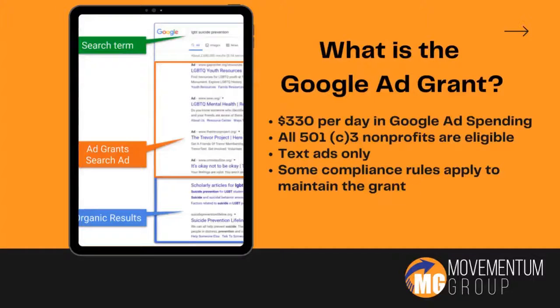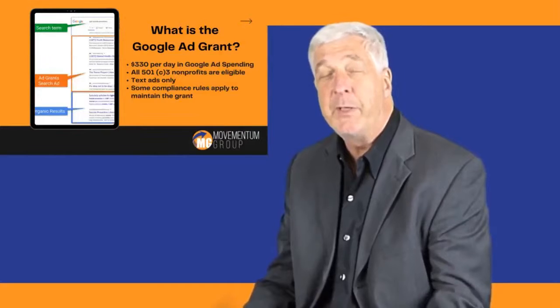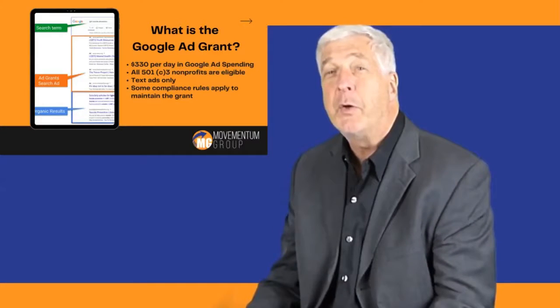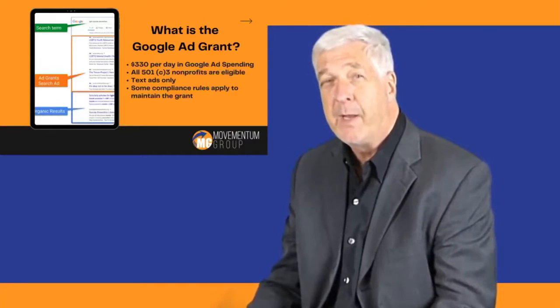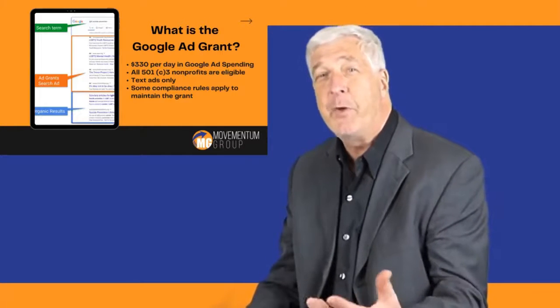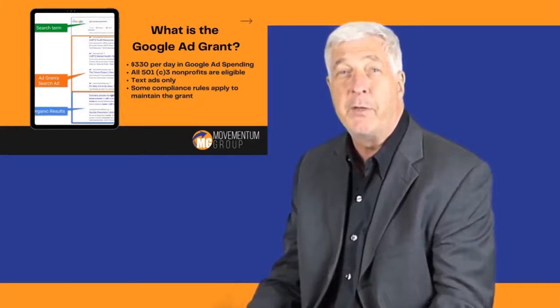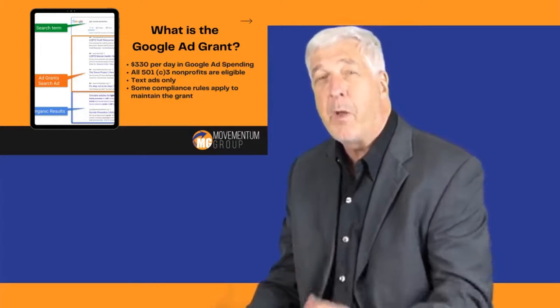So let's get started by understanding what the Google Ad Grant provides. As the slide states, the Google Ad Grant provides any 501c3 nonprofit the availability of $330 per day in Google Ad spending for their text ads. This should provide you with ample room to try new ad campaigns, focus on new keywords and phrases, and experiment with some different ads that may resonate with your key constituents. Google wants you to be successful using this ad grant, but they also want to make sure you're using it correctly and effectively. So to monitor compliance and success, they've established a few criteria that must be followed in order to continue to receive the grant for the long term.